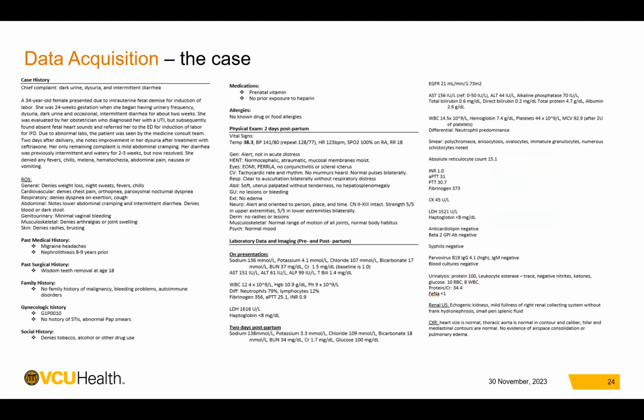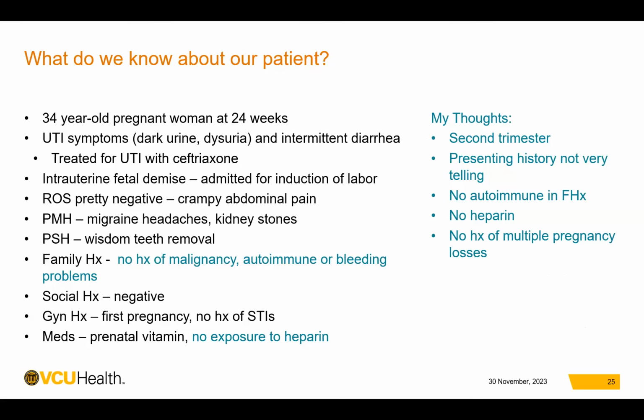Okay. So here's our case, and I'm not going to read this for you. I think maybe the people on Zoom can read it, but that's not my intention. I'm going to tell you what I think about things. So what do we know about our patient? They are pregnant and they're in their second trimester. They had UTI symptoms and intermittent diarrhea that was treated with ceftriaxone, and her symptoms pretty much resolved after that. She's here for intrauterine fetal demise, and I think this is an important thing. It also lies completely out of my wheelhouse, so I'm going to have to learn something about the causes.